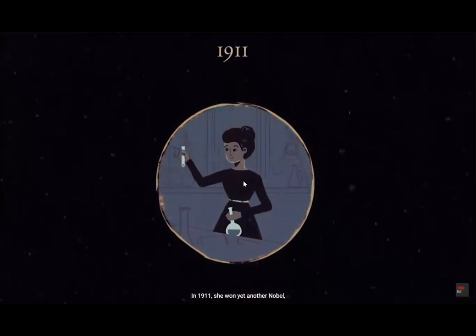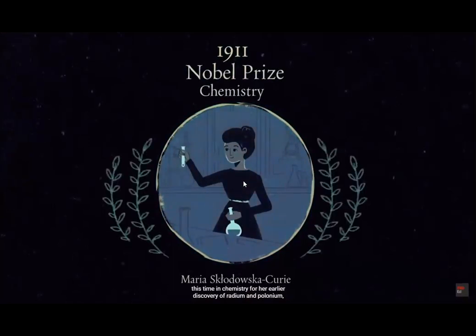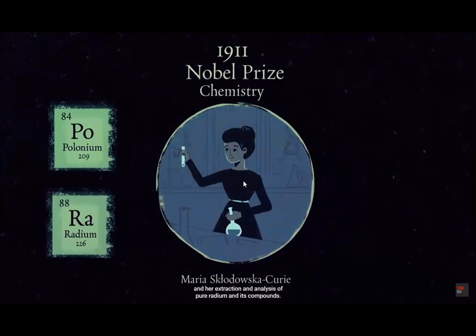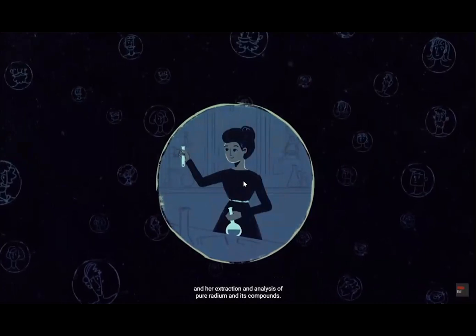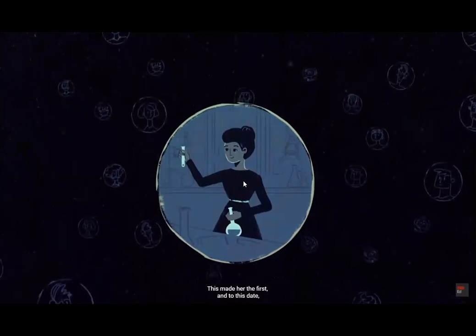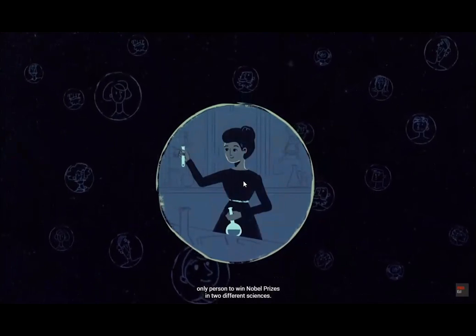In 1911, she won yet another Nobel, this time in chemistry for her earlier discovery of radium and polonium, and her extraction and analysis of pure radium and its compounds. This made her the first, and to this date only, person to win Nobel Prizes in 2 different sciences.